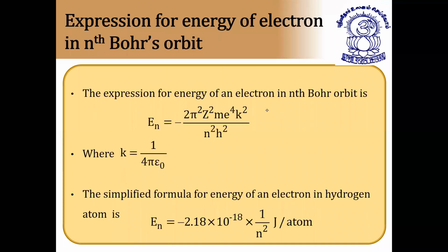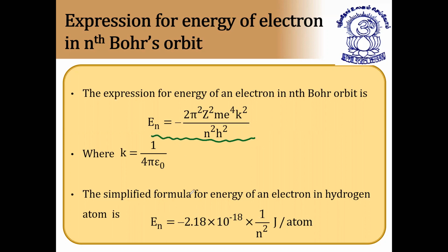The expression for energy of electron in nth Bohr orbit is given by this principal formula, very very important. That is minus 2 pi square Z square m e power 4 k square by n square h square. This is called the principal formula. Principal formula means exact formula. Anyway, this formula will not apply for finding the numericals, but this is very, very important.